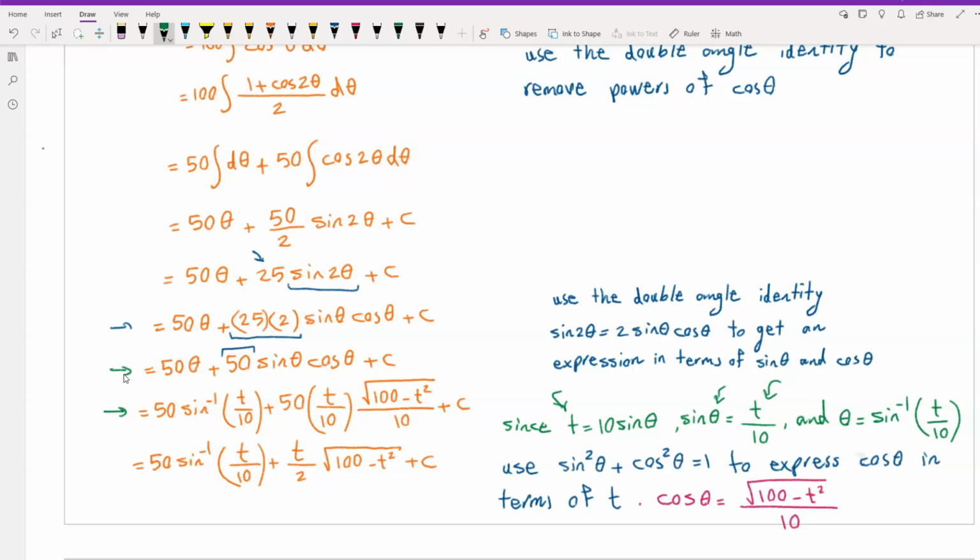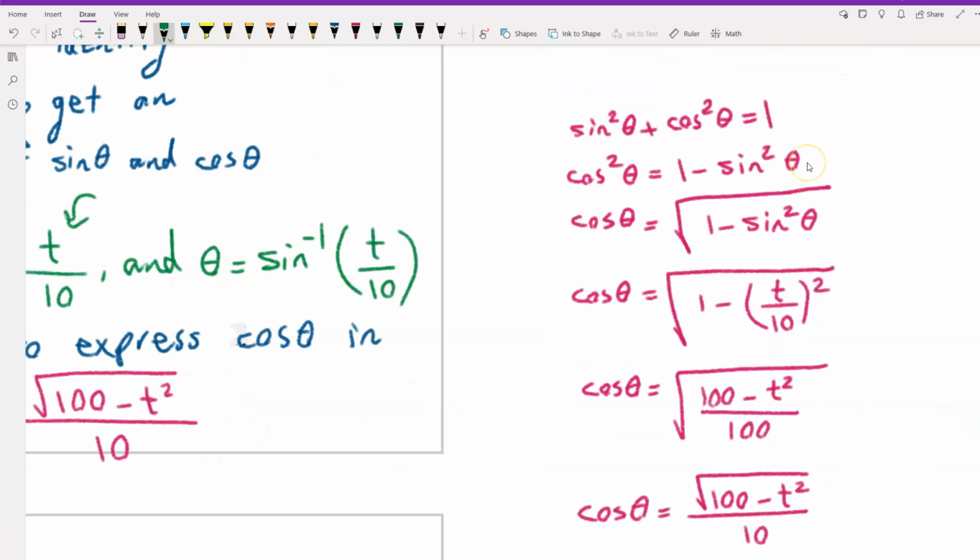So to find cosine, use sine squared plus cosine squared equal to 1 to express cosine in terms of t. So I used sine squared plus cosine squared equal to 1. Cosine squared is equal to 1 minus sine squared. So cosine theta is equal to the square root of 1 minus sine squared. And sine is t over 10. So cosine is equal to the square root of 1 minus t squared divided by 10 squared. So inside we have 1 minus t squared divided by 100.